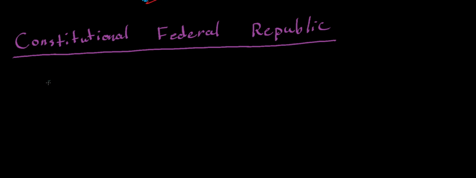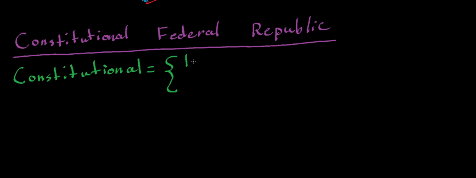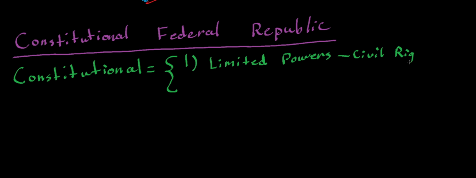First, what does it mean to be constitutional? And in the context of the United States, at least, the term constitutional has two meanings. First, that the government is one of limited powers, and in particular, limited powers in that it must respect the civil rights of its citizens.